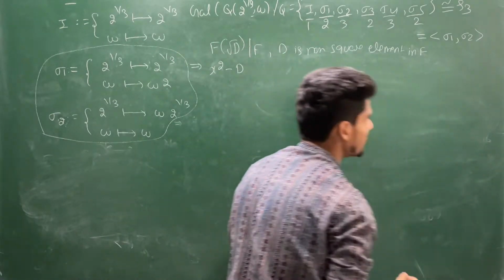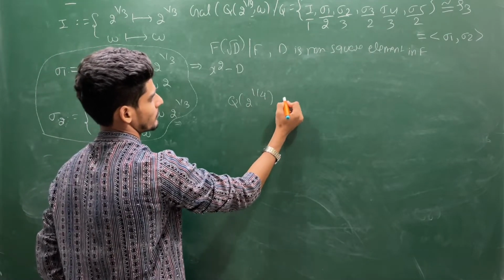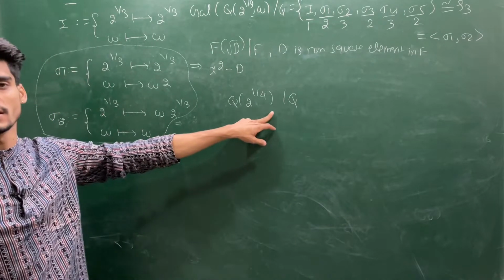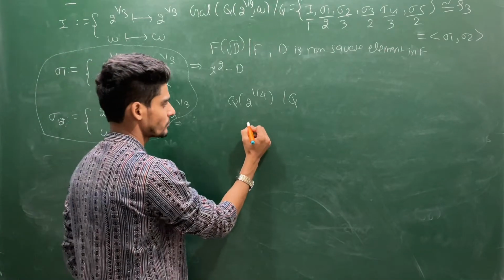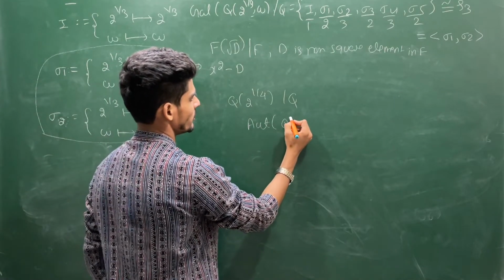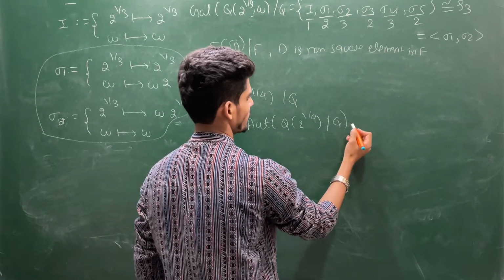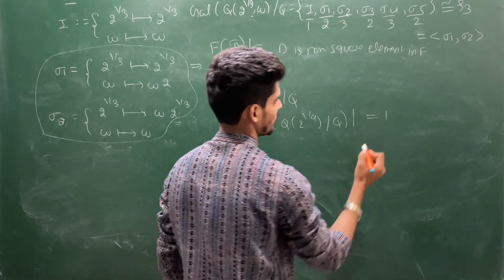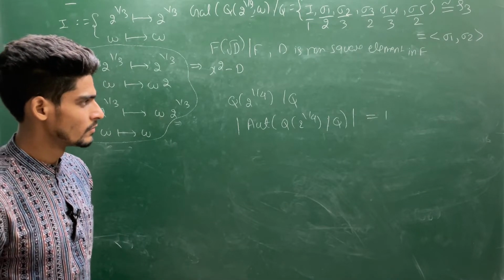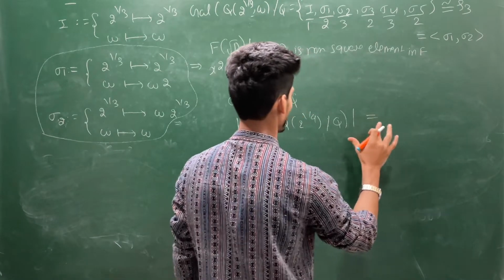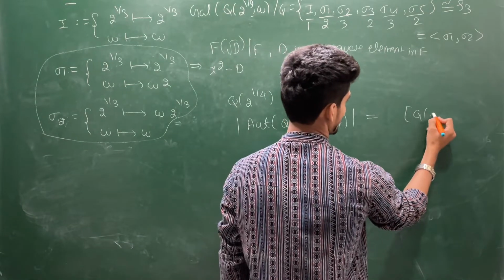Now let's observe a simple example. Q adjoining 2 power 1 by 4 over Q. Whether this extension is a Galois extension or not. Clearly this is not a Galois extension. Why is it not a Galois extension? If you see the automorphisms of Q adjoin 2 power 1 by 4 over Q, okay, I'll give you that soon. What is the degree of this extension? 2 power 1 by 4.